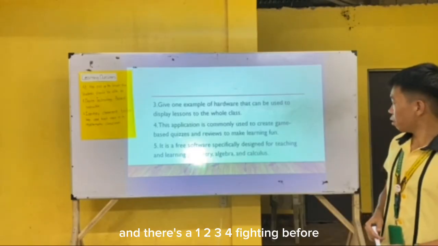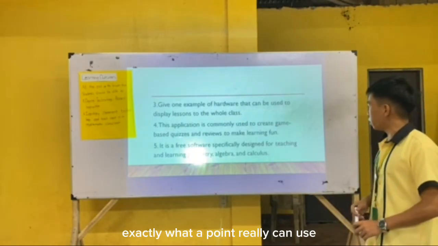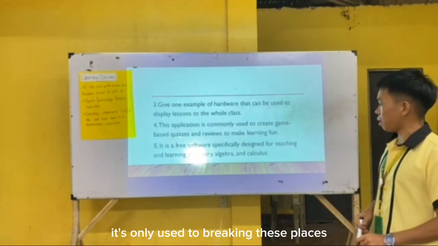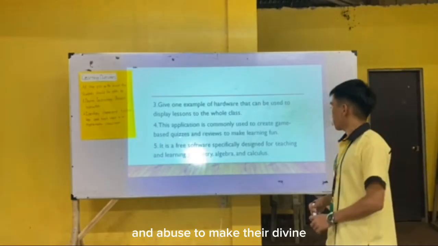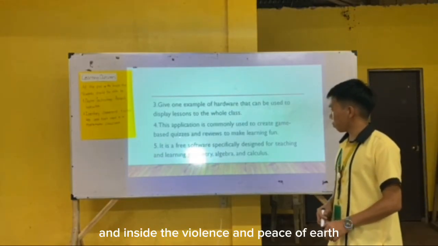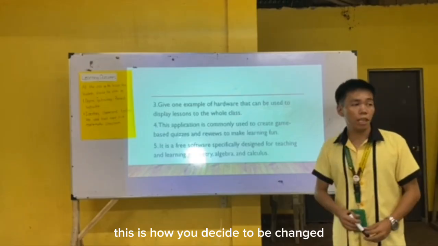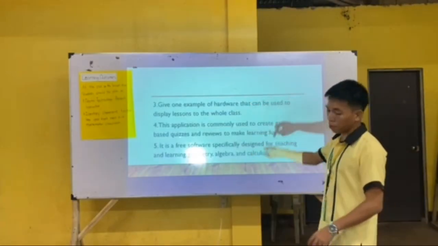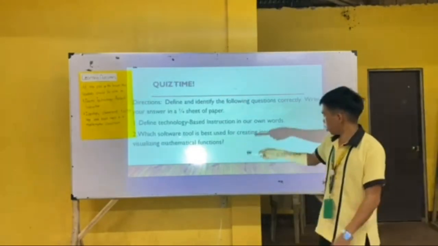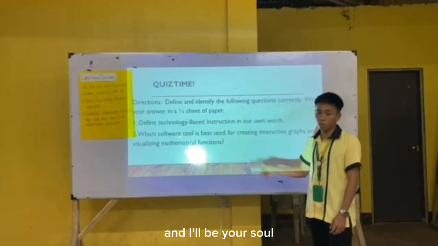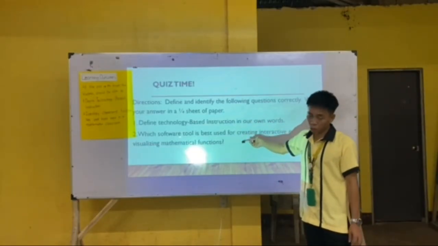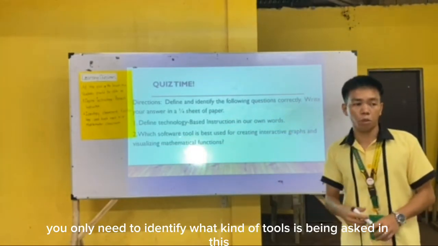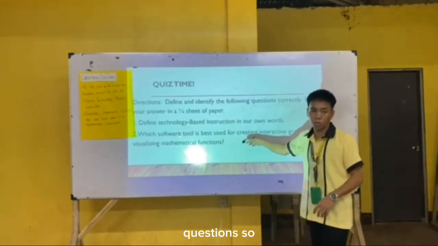And there are 1, 2, 3, 4, 5 items. Give one example of hardware that can be used to display lessons to the whole class. Number 4, this application is commonly used to create game-based quizzes and reviews to make learning fun. And number 5 is free software specifically designed for teaching and learning geometry, algebra, and calculus. So what you need to do is identify. Now we'll go back. The first one, you need to define technology-based instruction in your own words, and for the following numbers, 2, 3, 4, and 5, you only need to identify what kind of tool is being asked in these questions.